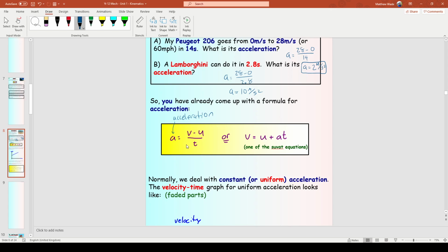Okay. V is going to be final velocity. So this is the speed that you end up with. U is the initial velocity, and t is time.